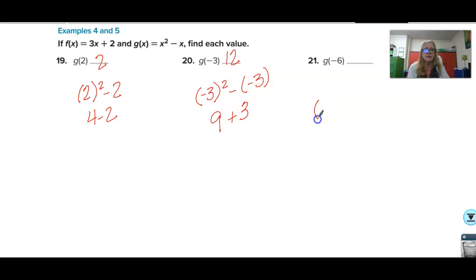Next, we have negative 6, so we have negative 6 squared minus negative 6. Negative 6 squared is 36. This is the same as plus 6, which equals 42.